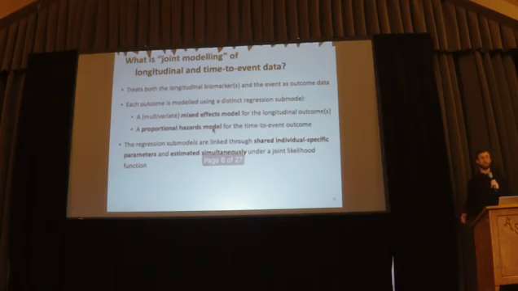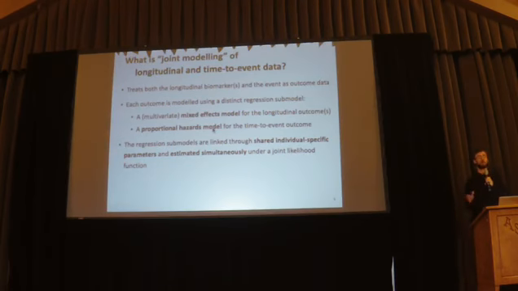And so we're going to talk about the joint modelling of these two data types. And so what do I mean by that? Well, under the joint modelling framework, we're going to treat both the longitudinal biomarker and the event data as outcomes, and we're going to model each of those outcomes using a distinct regression submodel. So for the longitudinal biomarkers, we're going to use a mixed effects model, or multi-level model, or hierarchical model, whatever terminology you prefer to use.